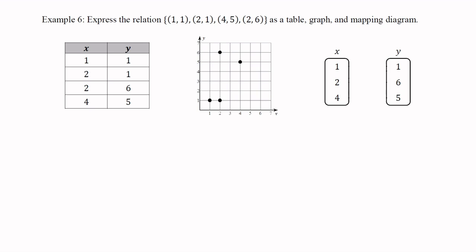So we've got 1, 1, so we're going to draw an arrow from 1 to 1. We have 2, 1, so we're going to draw an arrow from 2 to 1. We have 4, 5, or rather, we've got 2, 6, so we're going to draw an arrow from 2 to 6. And then we have 4, 5, so we draw an arrow from 4 to 5.